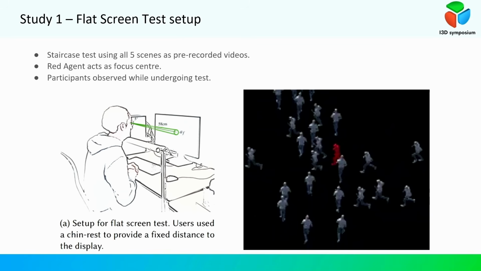We have a staircase test using all 5 scenes as per recorded videos. As they are videos, and because we're using a flat screen with no eye tracking capabilities, we have a red agent in each scene acting as the focus point for the participant. The participants were also observed while undergoing the test to ensure that the results are valid.